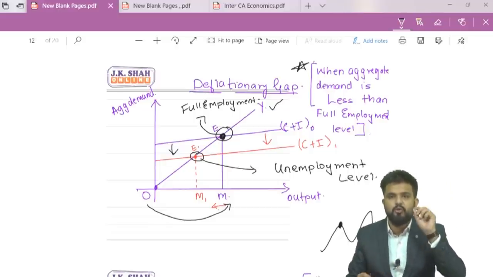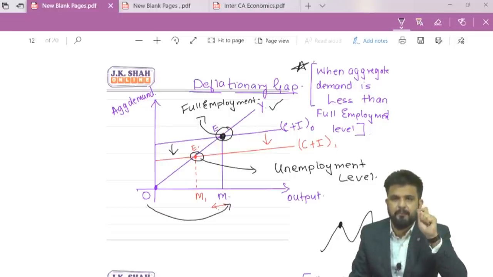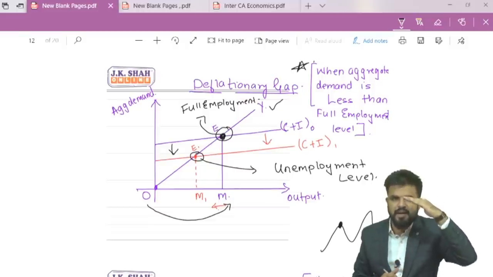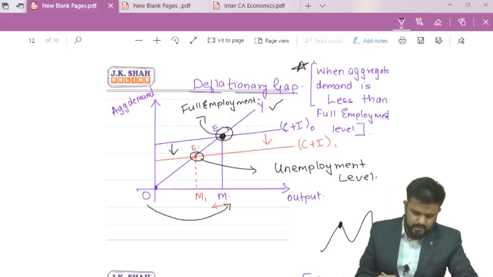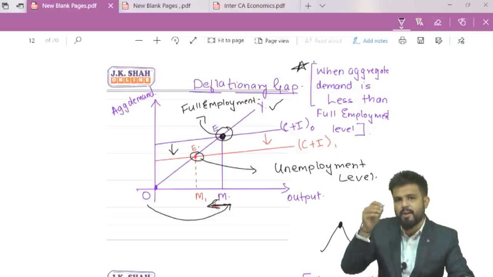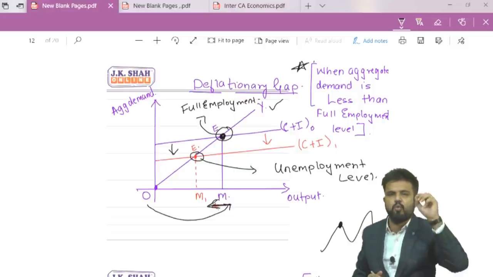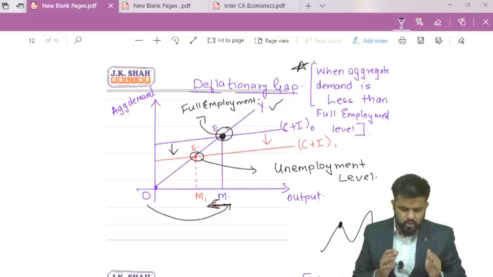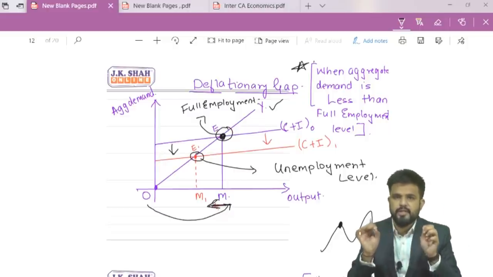Resources are not put to proper use, underutilization, unemployment, a bad situation. And the movement of aggregate demand, that is the C plus I curve, moves downwards. Can I say national income will also reduce, country's GDP will also reduce. From OM, we have gone backwards to OM1. So this was your deflationary situation.